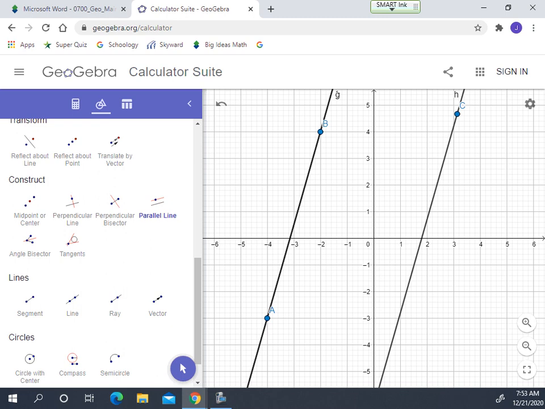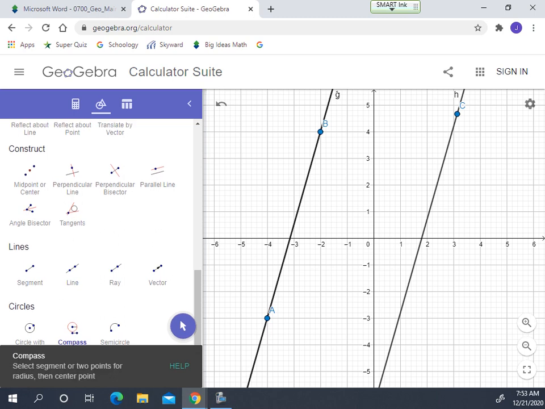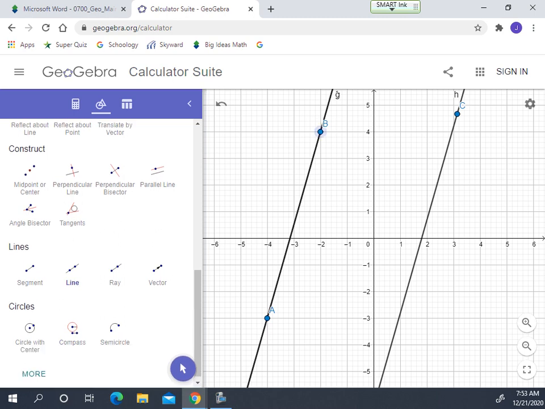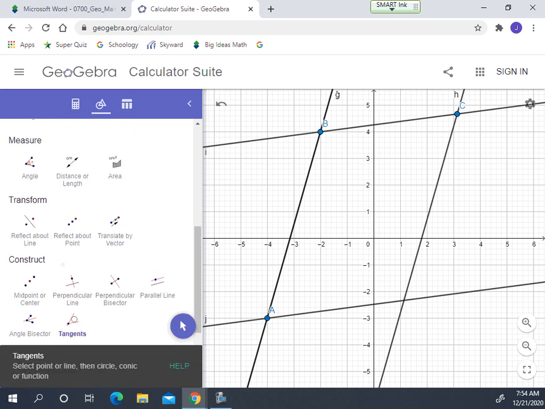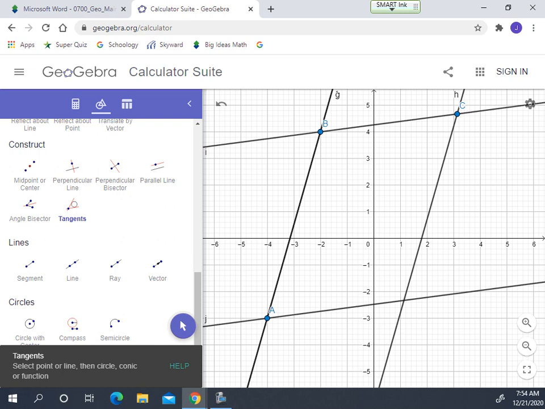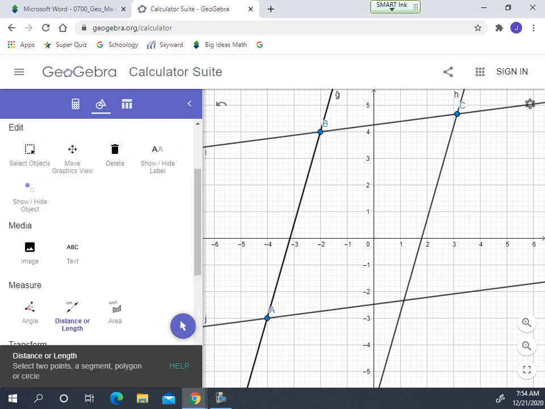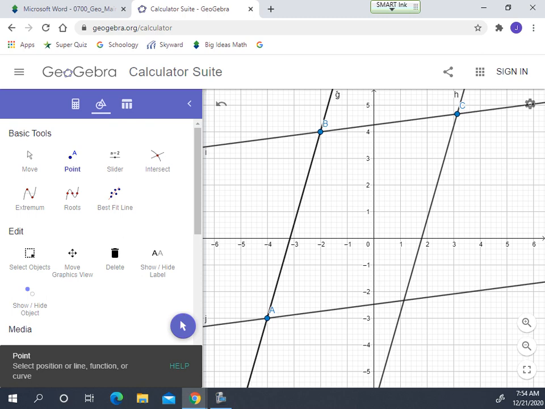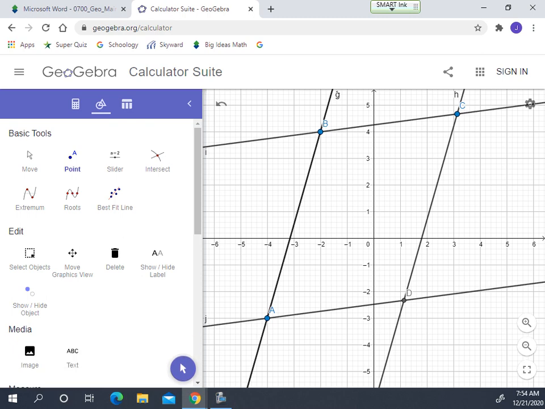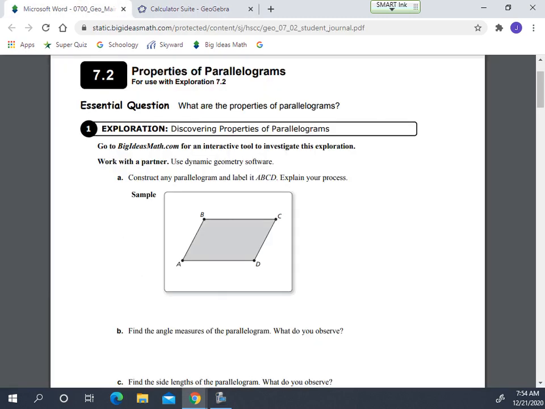Now, what I want to do is make a line between B and C. Okay, now I need another parallel line to that. So I'm going to click on the line, and then I'm going to click on point A. And that should create this parallelogram. And I'm going to draw a point right where those lines intersect. So right there.